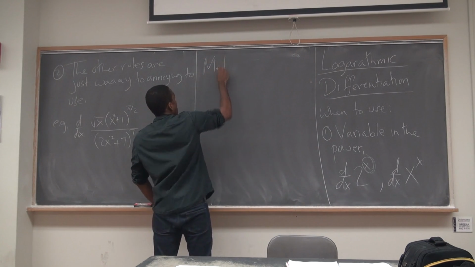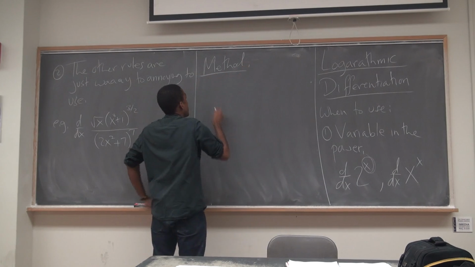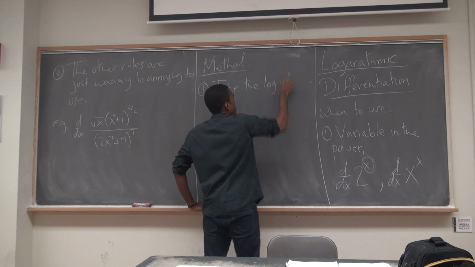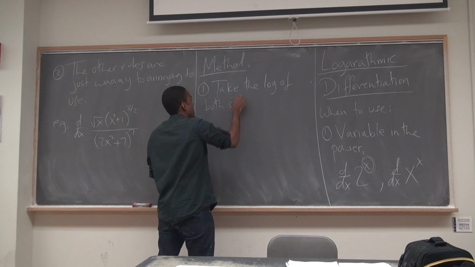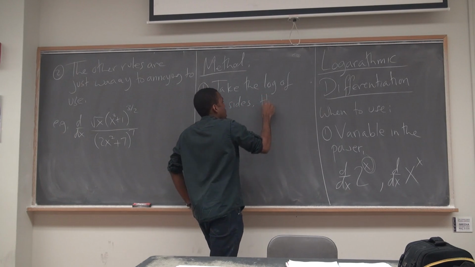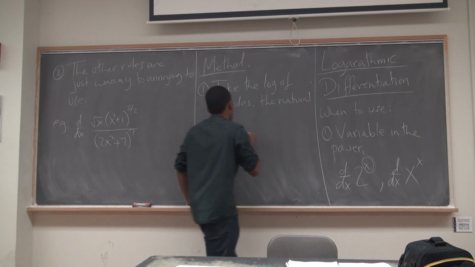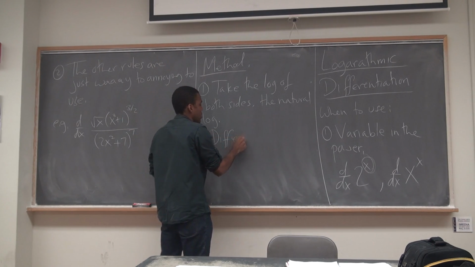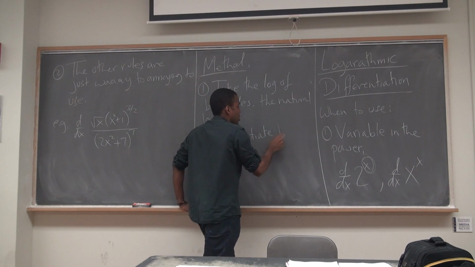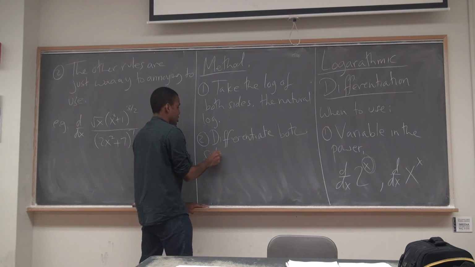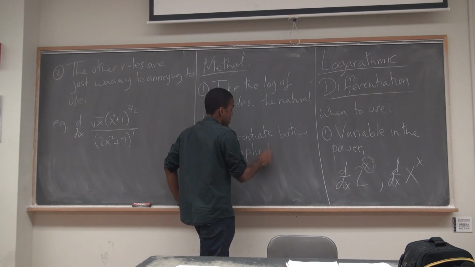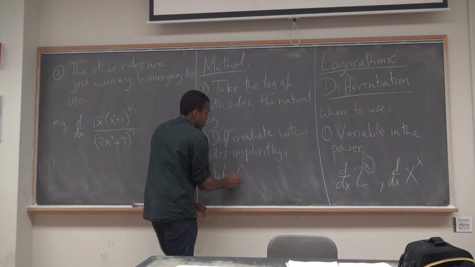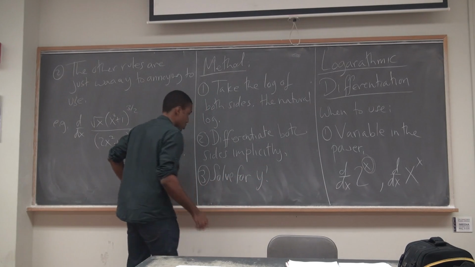So here's the method. 1. Take the log of both sides, as in the natural log of both sides. 2. Differentiate both sides implicitly, which now we know what that means. 3. Solve for y prime, as usual.